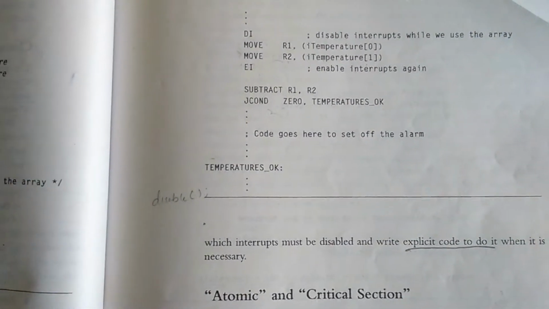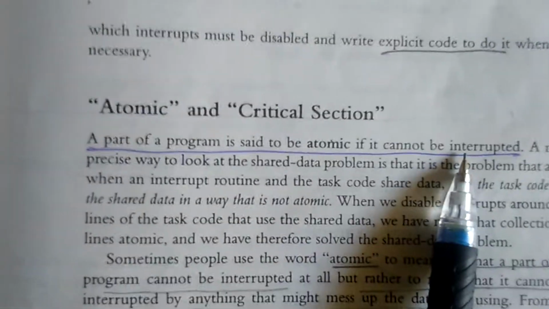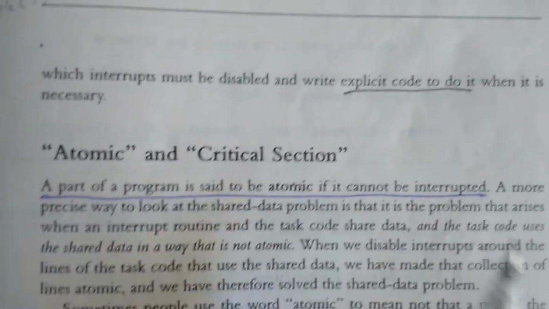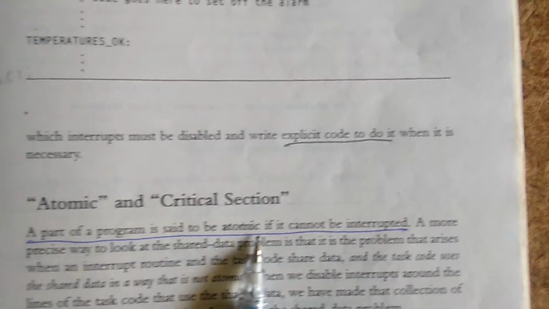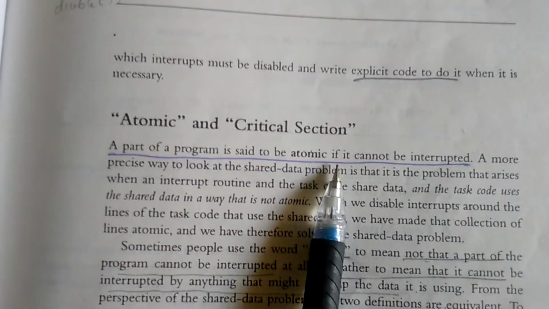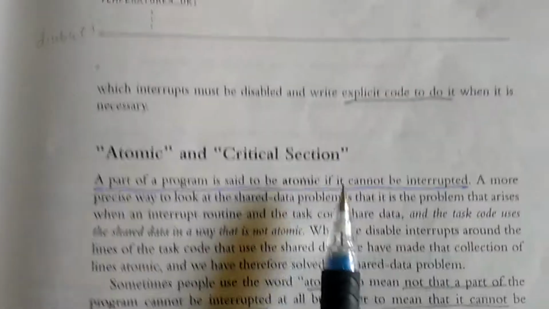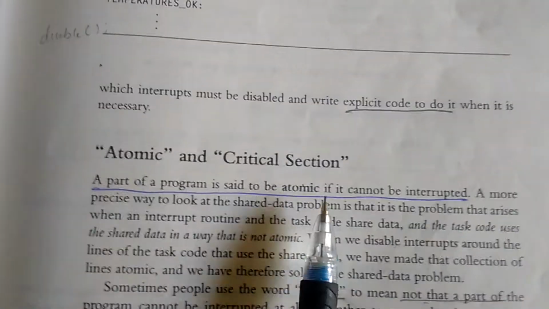Now let's look into what is called atomic and critical section. A part of a program is said to be atomic if it cannot be interrupted. That means if the part of the program gets interrupted and that is going to result in a shared data problem, it should not be interrupted. For that purpose only we used disable interrupt and enable interrupt.